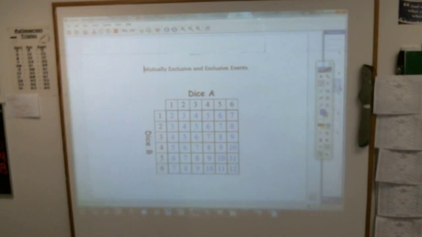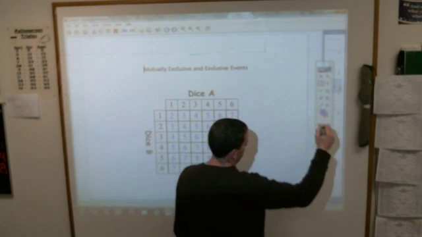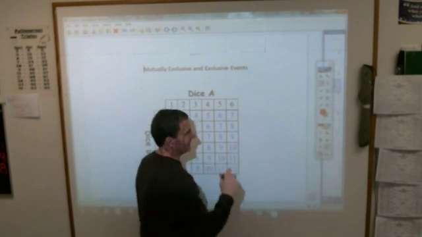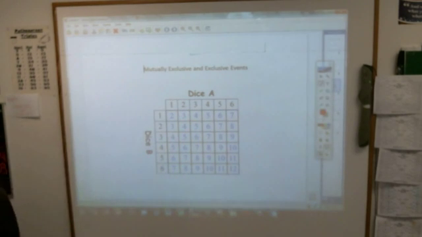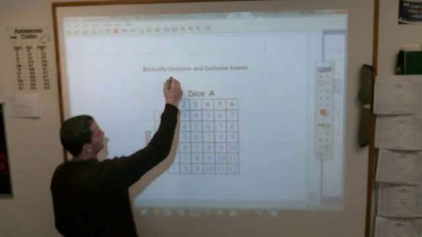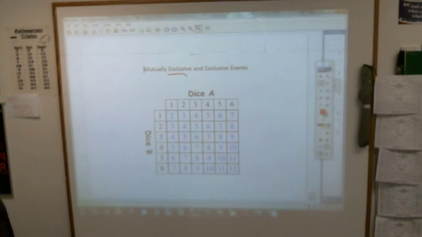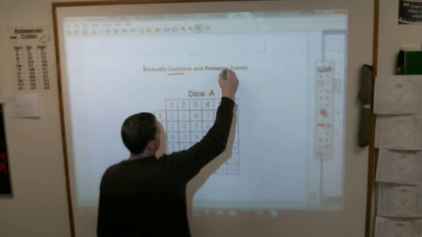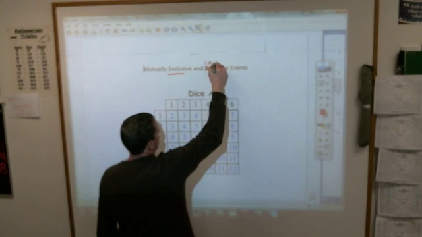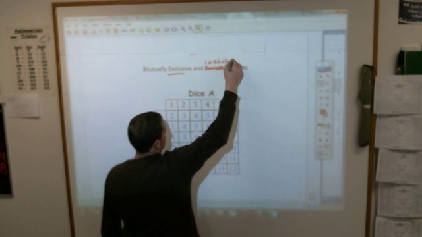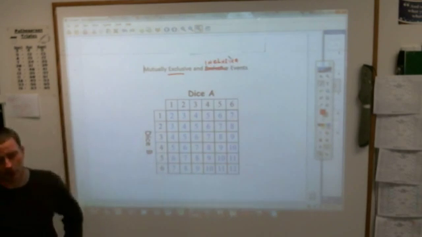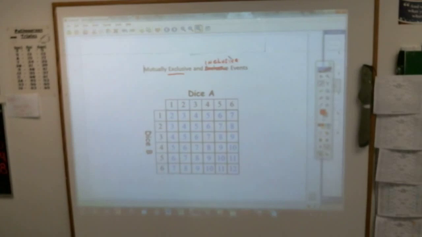Is finding the probability of mutually exclusive and inclusive events, which you have absolutely no idea what that means. Okay, first thing is we have to define this. What's the difference between exclusive and inclusive? And the best way I can describe the difference between inclusive and exclusive would be this.